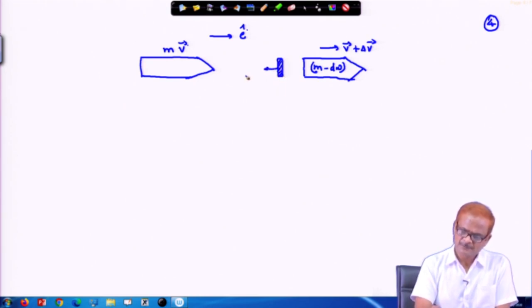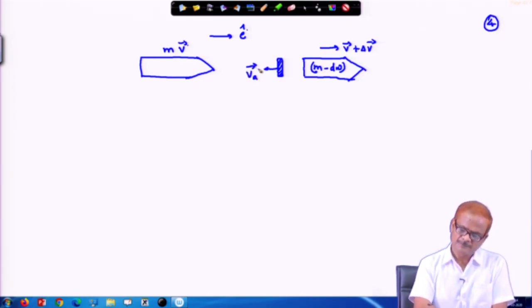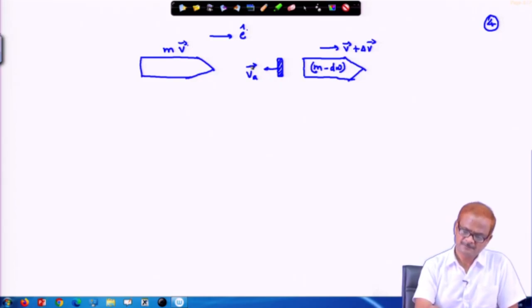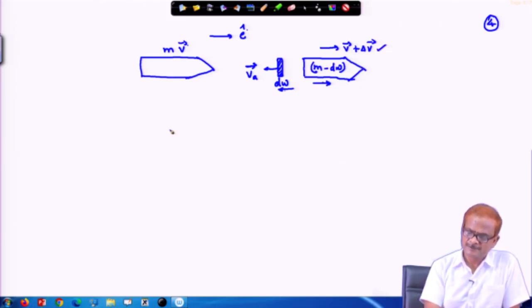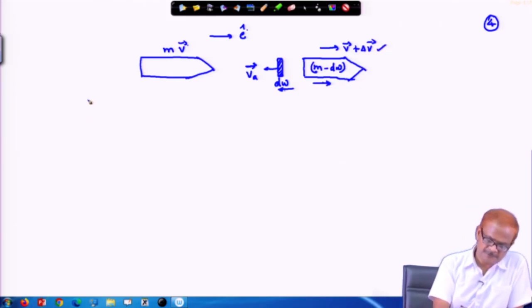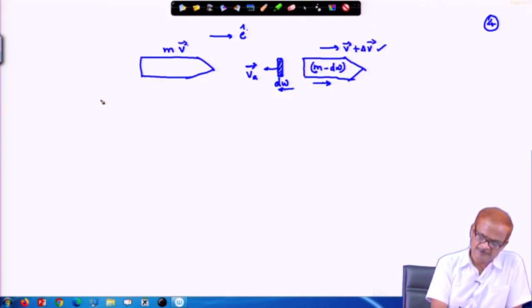This delta w is thrown out with an absolute velocity v a, and this is the weight delta w. Because of this, the rocket gets the reactive force in this direction. So, we directly cannot apply Newton's law, and therefore, we go through the conservation of linear momentum equation.